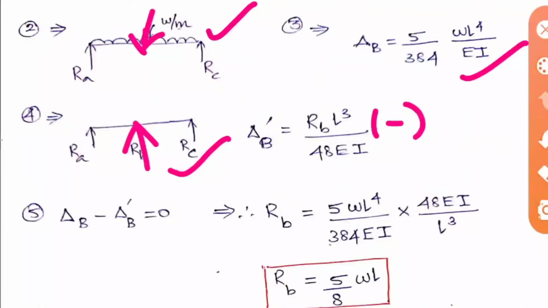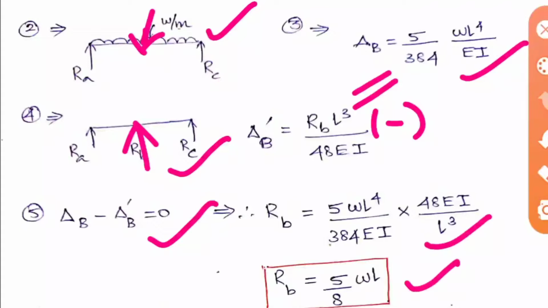So the fifth step is what? You have to find the net deformation. The net deformation is nothing but this minus this, that is del B and del dash B, okay? So that is equal to 0. When you equate this formula and this formula, you will get RB equal to 5 by 8 WL. So does anyone remember this formula?